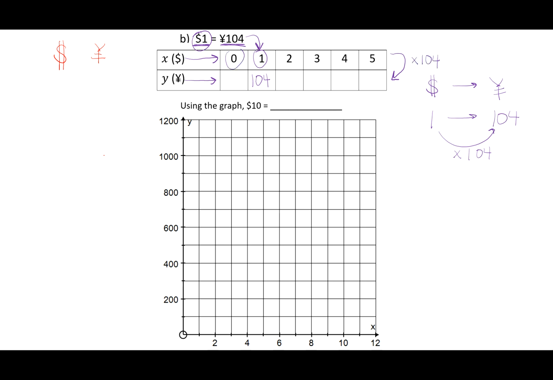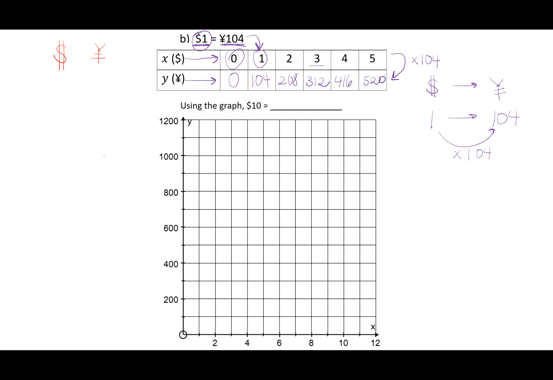So if I have $0, I have 0 yen. No money is no money, no matter what currency we're in. If I have $2, I have times 104. 2 times 104 would give us 208 yen. If I have $3, times 104 again to convert to yen, that's 312 yen. $4 times 104 would give us 416 yen. And then $5 times 104 gives us 520 yen.